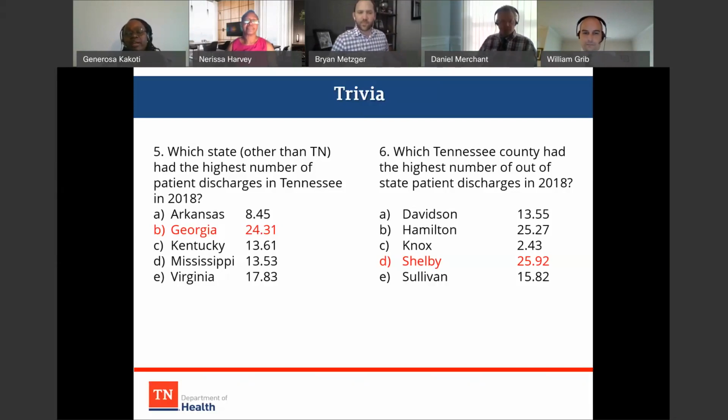Which Tennessee county had the highest number of out-of-state patient discharges in 2018? It was Shelby County, followed closely by Hamilton County, and we had Sullivan County and Davidson County in there. So I will now turn over to William Gribb, and he will present.